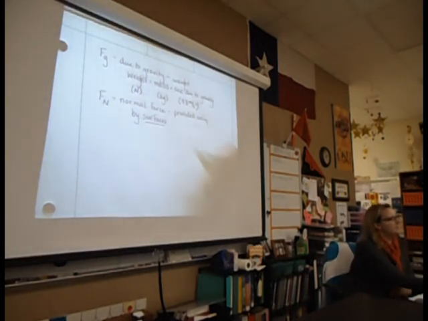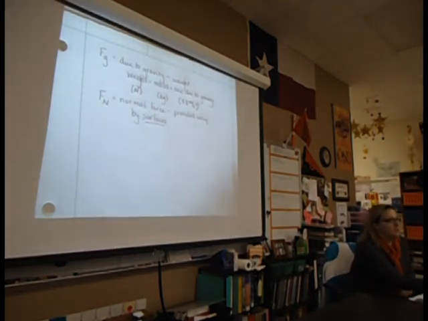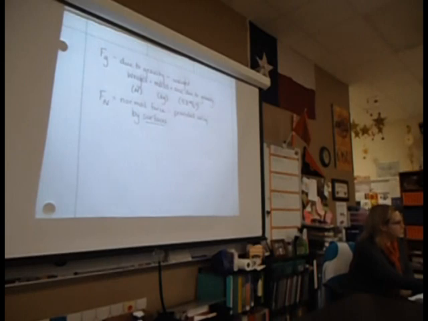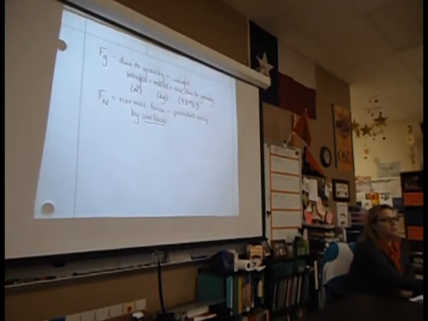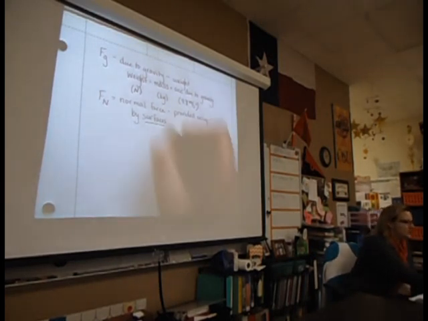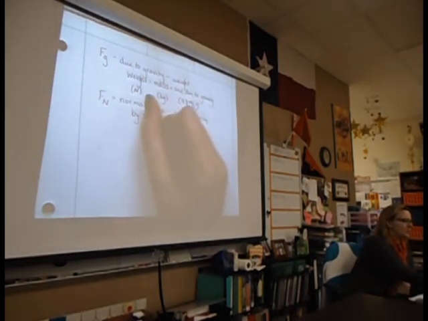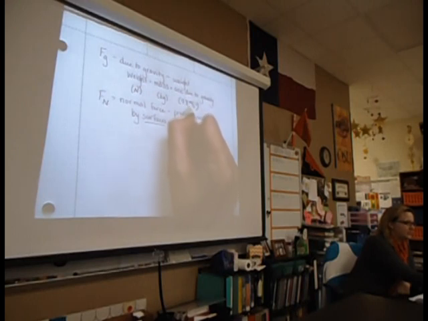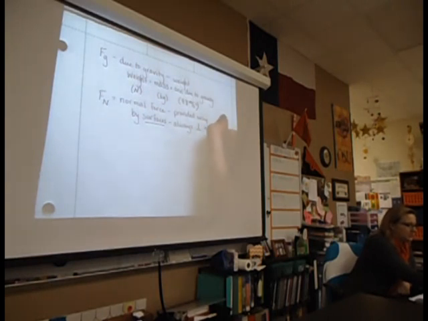Okay? So you set something on a surface, the surface pushes back up. So if a car is going along a highway, its weight is pushing down on the highway, and the highway is pushing back up. So the normal force is always perpendicular to the face of the surface.